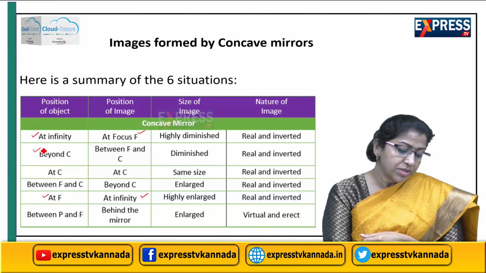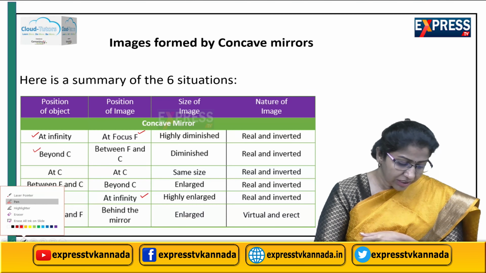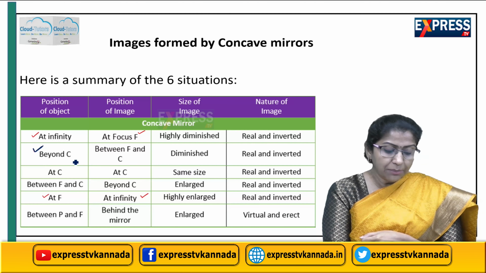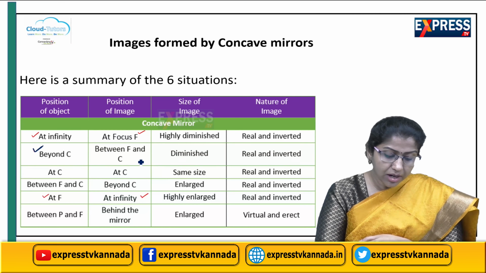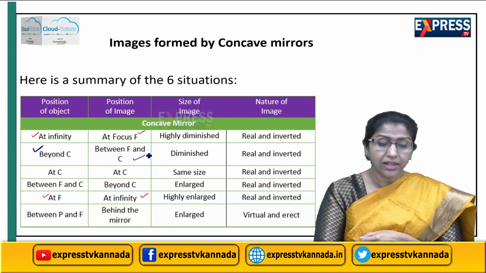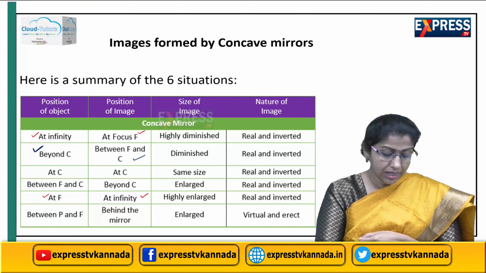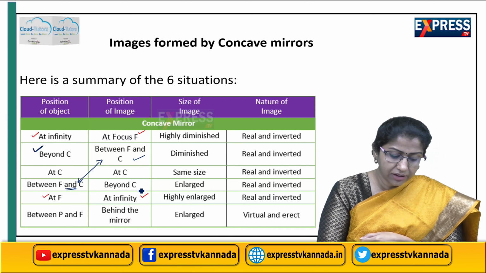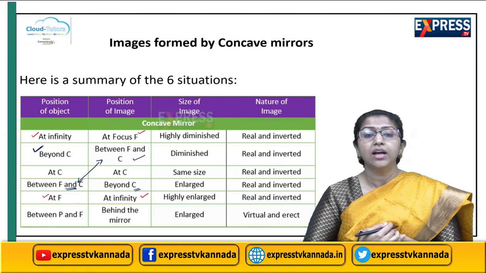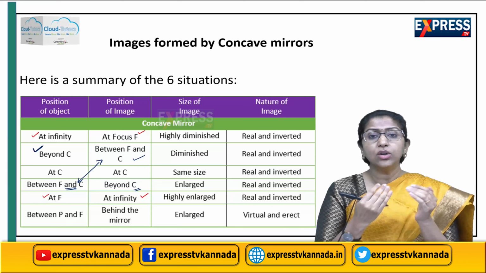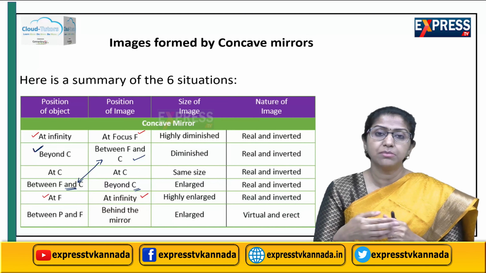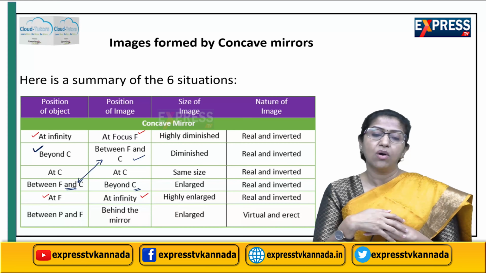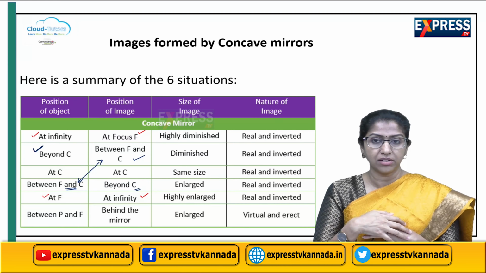Similarly, let me color code it so that you understand. When we keep the object beyond C, where is the image formed? Image is formed between F and C. Inverse of it, when we keep the object between F and C, where is the image formed? Image is formed beyond C. So this is a good method to remember the ray diagrams, and also to remember where the image is formed in position and different aspects of these 6 cases for a concave mirror.